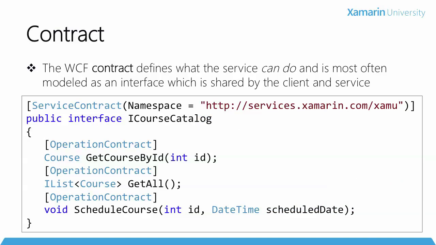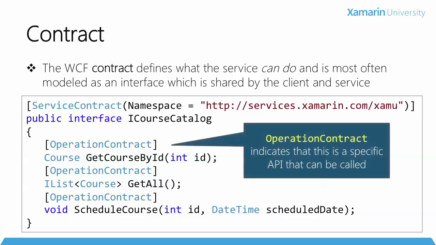Then we define each operation available on the service as methods with parameters and a return value. The operations must be decorated with the OperationContract attribute, which also has optional properties to allow you to customize the definition. So for example, you can use a different method name in the interface for clarity in your source code, but then match it to the proper operation name in the service. Here you can see we're defining operations related to courses that you can take at Xamarin University. Each course, of course, is identified by the class name, Course.